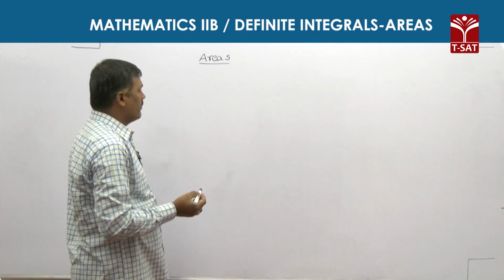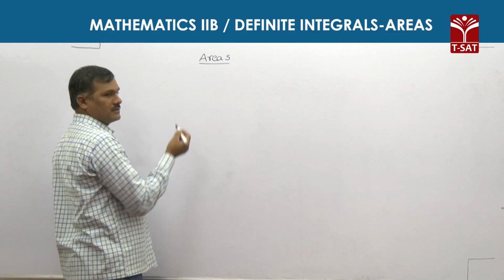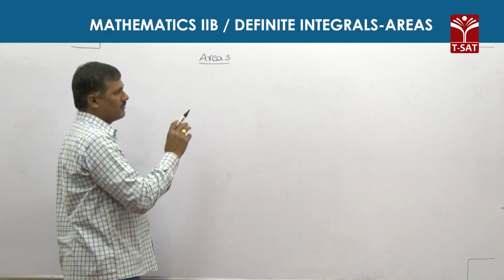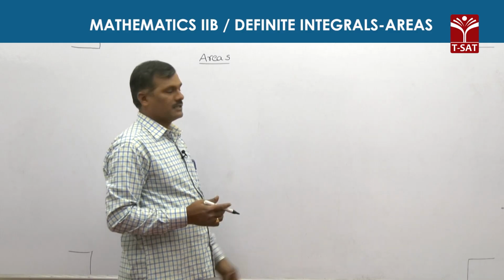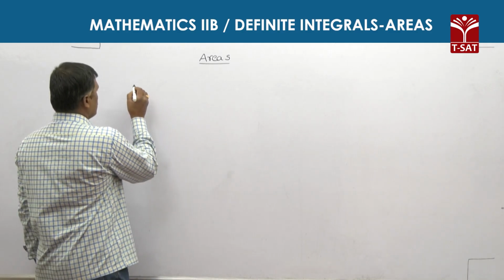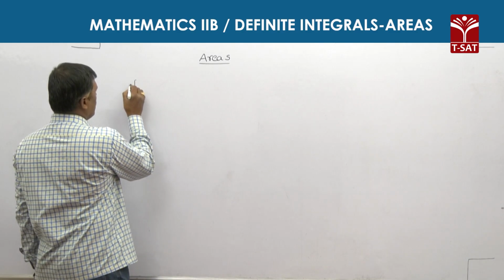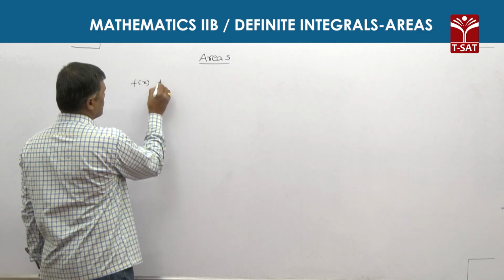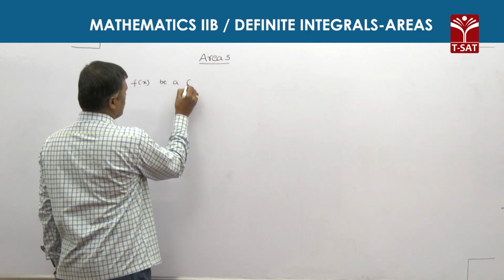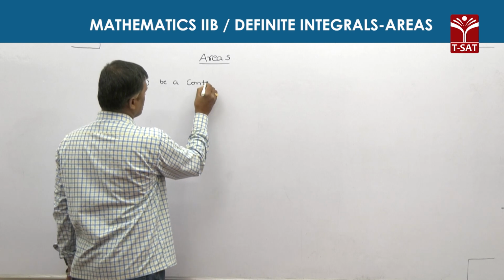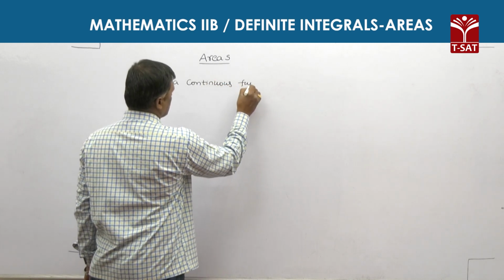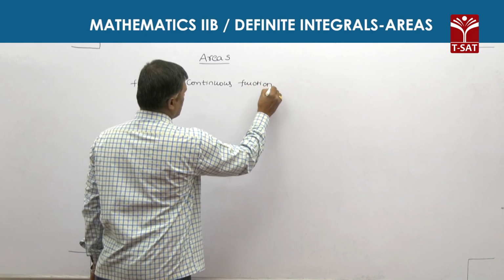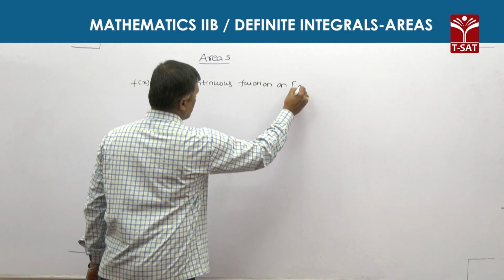Areas: to completely solve the given problems based on areas, it is very easy to first draw the figures, right? First one, let f of x be a continuous function on the closed interval a comma b.